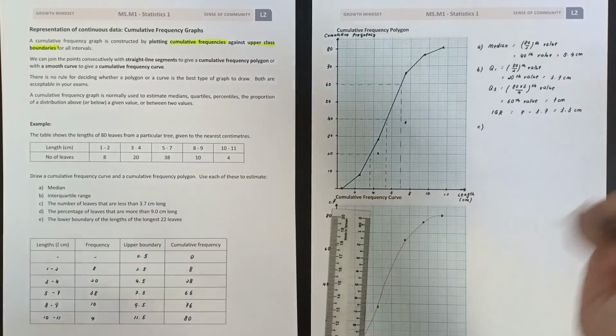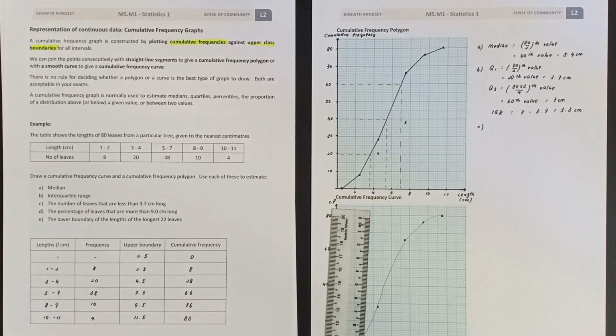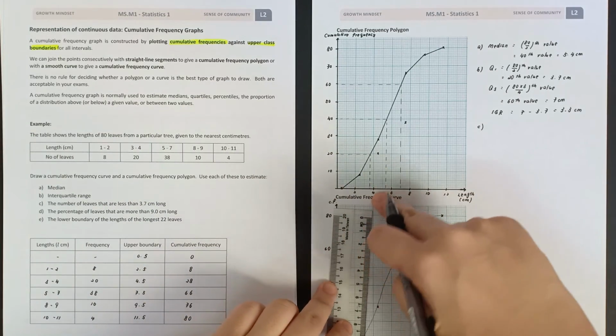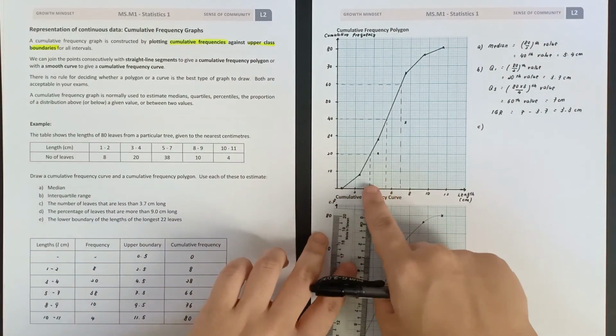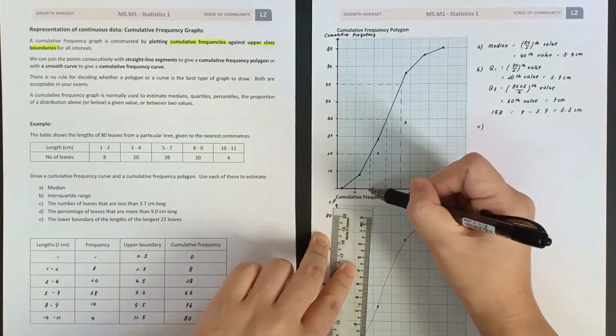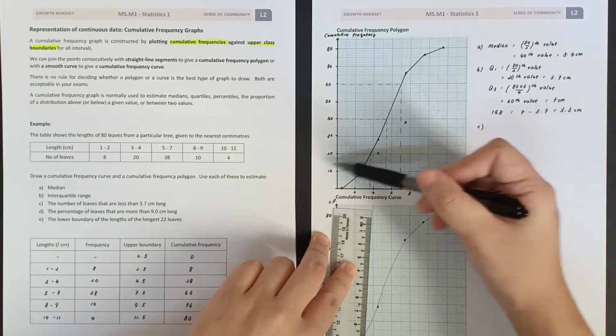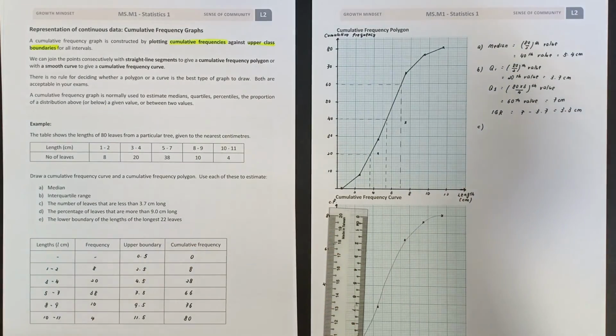Okay, so let's move on to C. So find the number of leaves that are less than 3.7. Okay, number of leaves less than 3.7. So what you need to do is find the 3.7 here. Then after that you draw it. I think for this one, yeah, the 3.7 is exactly the line that you have drawn just now. So 3.7 is actually 20.